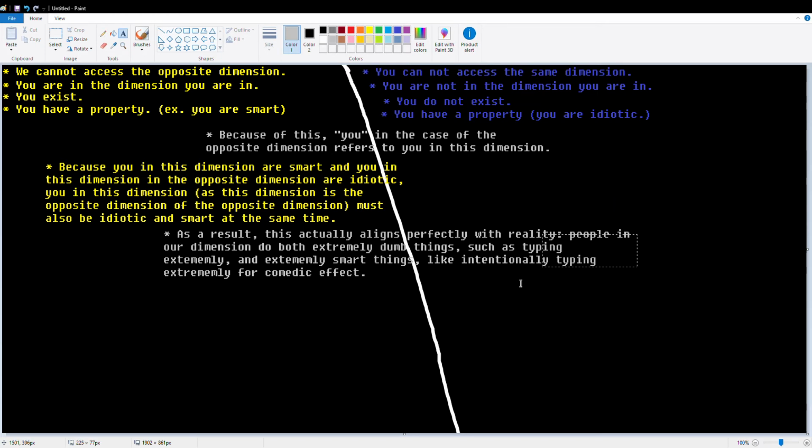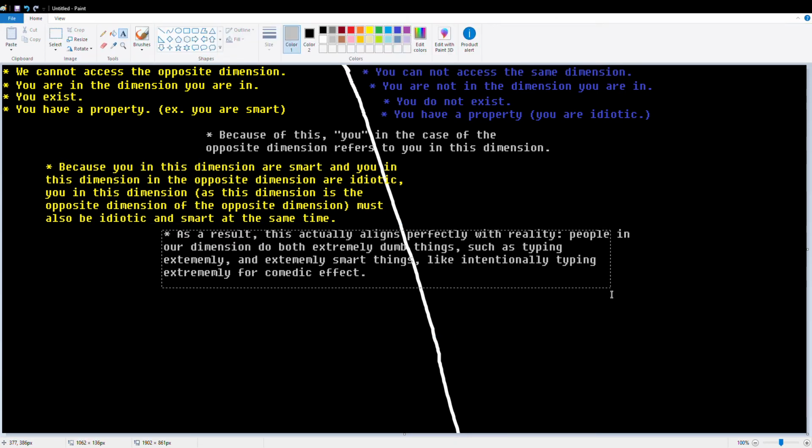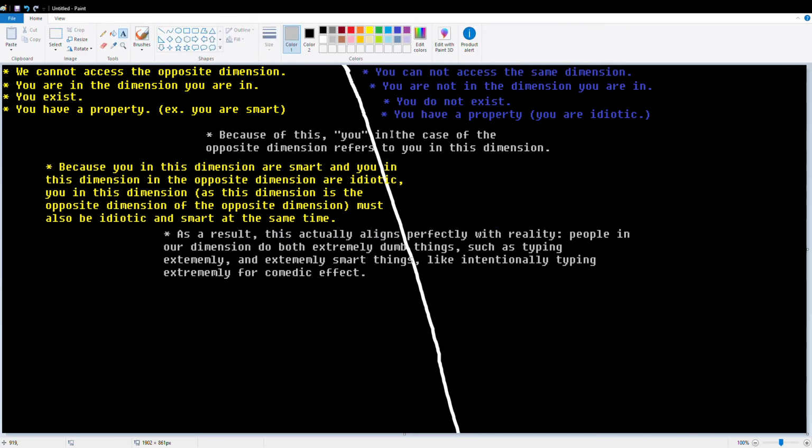People, yeah, this is actually something that we can prove is true, which means that either people intrinsically have qualities of both smartness and dumbness to them, self-contained in our dimension, or the opposite dimension is real. I was actually trying to disprove the existence of the opposite dimension, but it seems like we're actually proving that it exists accidentally.